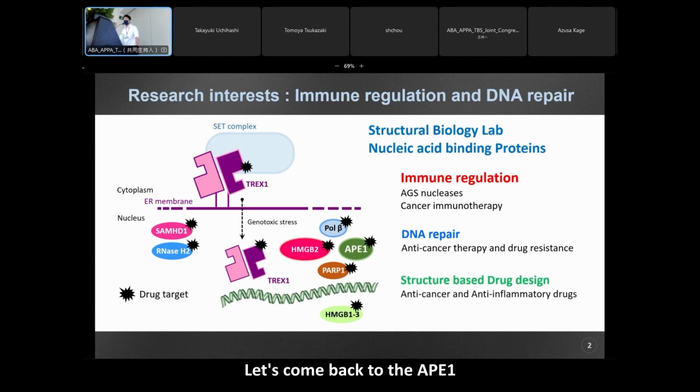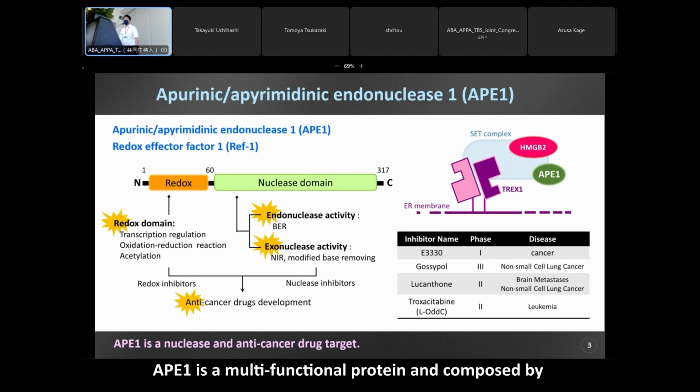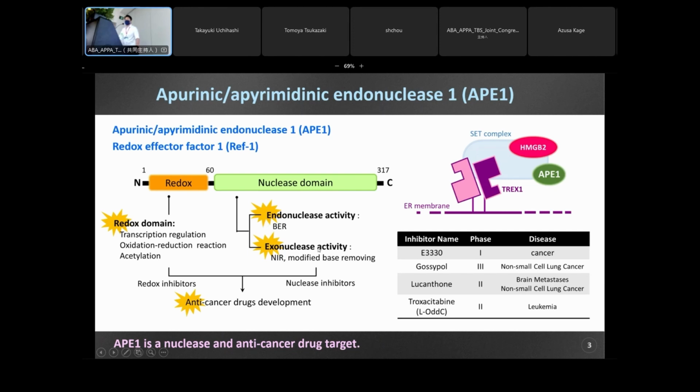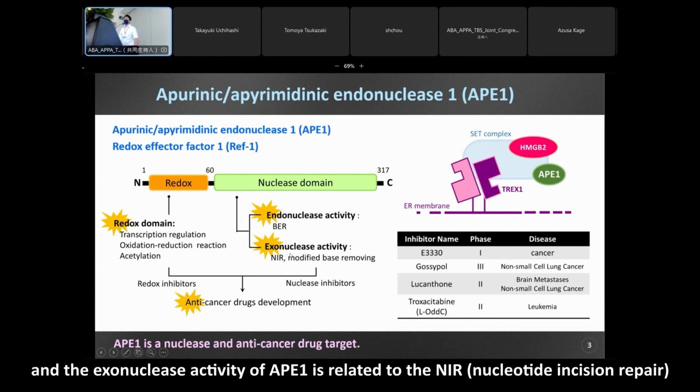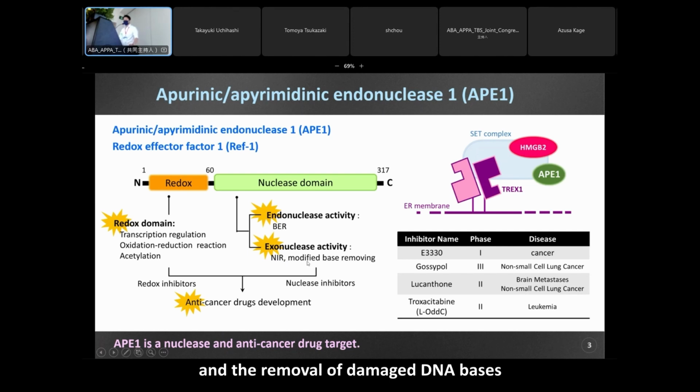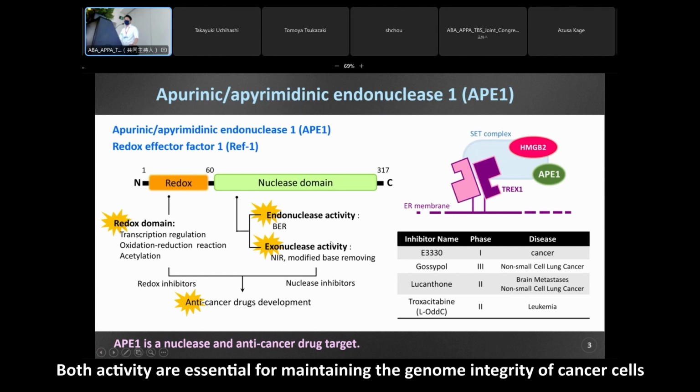So let's come back to APE1. APE1 is a multifunctional protein composed of an N-terminal redox domain and a C-terminal nuclease domain. The C-terminal nuclease domain has both endonuclease activity and exonuclease activity. The endonuclease activity of APE1 is associated with base excision repair, and the exonuclease activity of APE1 is related to NIR and the removal of damaged DNA bases. Both activities are essential for maintaining the genome integrity of cancer cells.